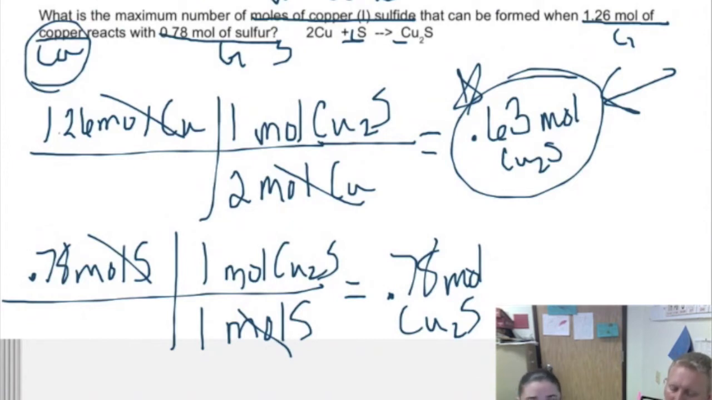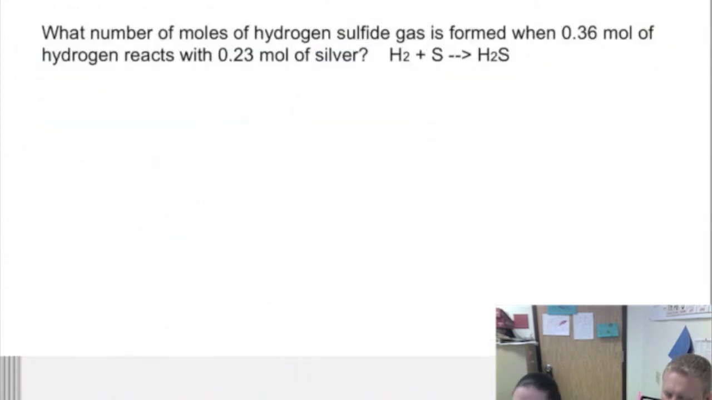You'll have both of these answers, guys, so you do need to indicate which one is the actual answer to the question, which is what is the maximum number. So 0.63 is our maximum. We can't make any more. It does need to be indicated that that is your correct answer. Don't just leave it unmarked. I want you to actually tell me this one is it, please. Next guided practice.